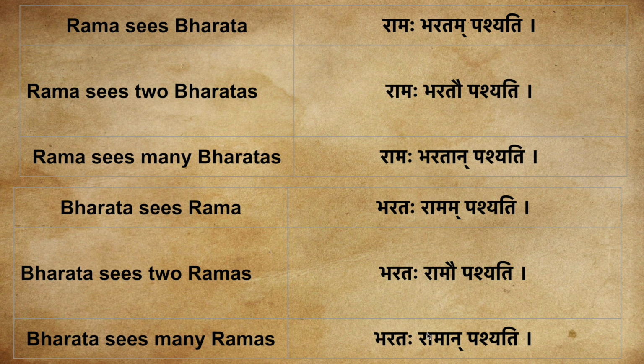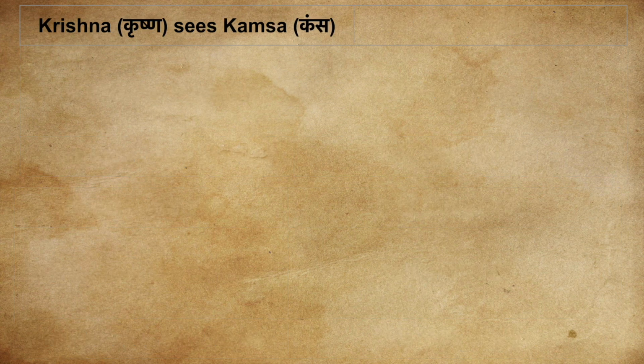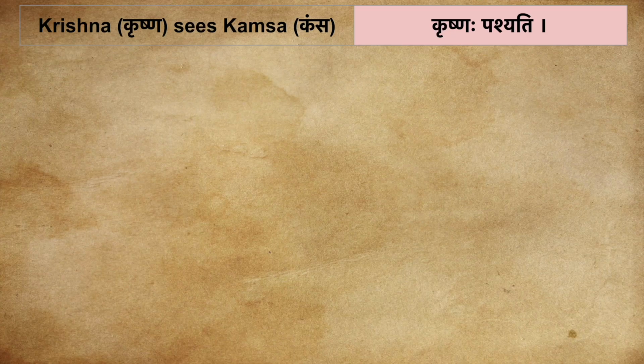Okay. Now just to be exhaustive, let's look at other examples. Let's now practice several sentences. And let's do it this way. I will say a sentence in English. When you hear the sentence, pause the video and then see if you can come up with the Samskrt sentence. And then play the video and let's see if you and I come up with the same sentence. Okay? Krishna sees Kamsa. Krishna pashyati. Krishna sees. Krishna kam pashyati. Krishna kamsam pashyati. Like Ramam, kamsam.